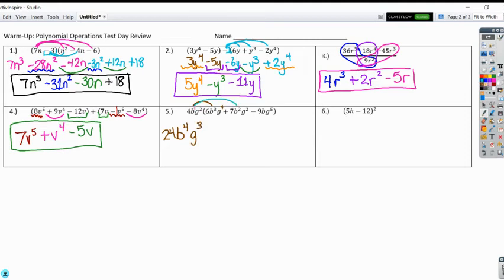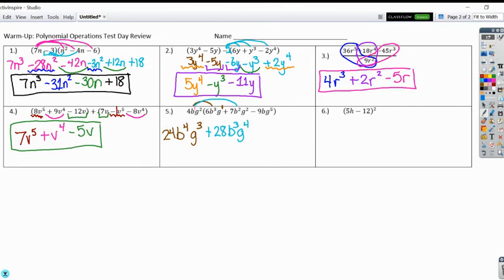Next, I take it and multiply to my second term. So coefficients 4 times positive 7 makes positive 28. B to the 1 times g squared. So I add my 1 plus my 2 exponent. This is now b to the 3. And g squared times g squared. Add my exponents 2 plus 2, g to the 4.